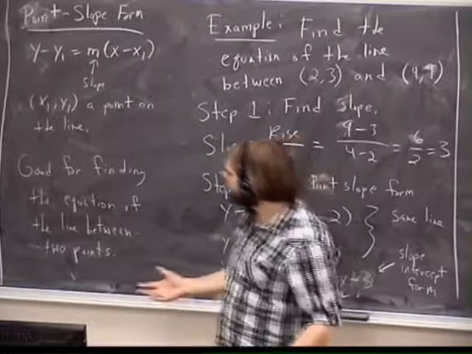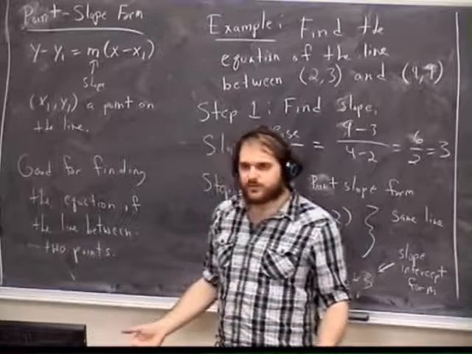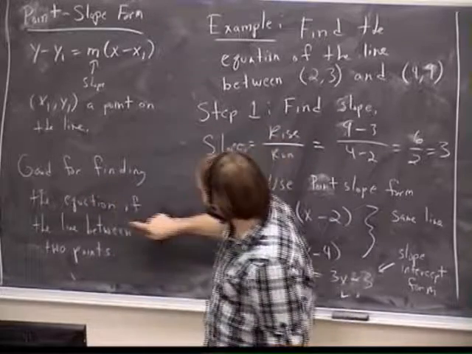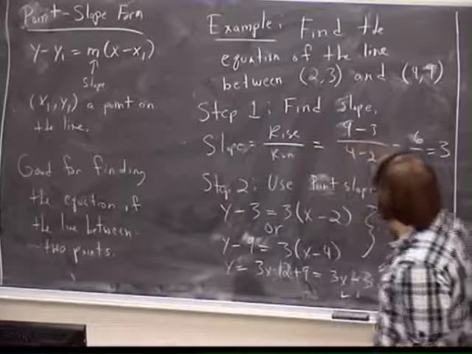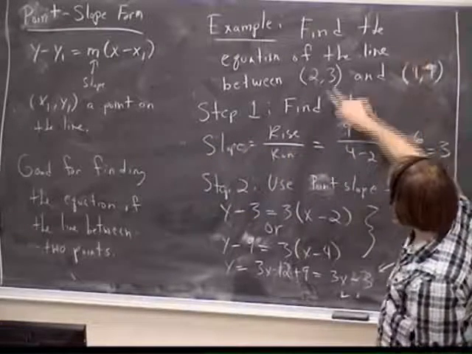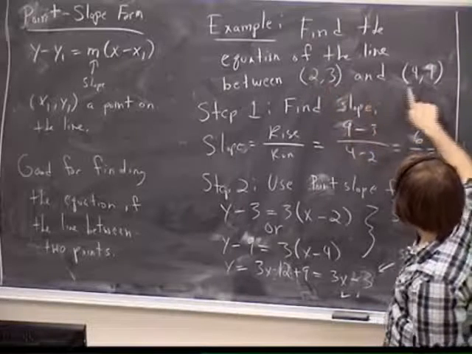Okay, so why would you need this if you already know slope-intercept form? Well, it's really good for finding the equation of the line between 2 points. So here's an example. Suppose we want to find the equation of the line between the points (2, 3) and (4, 9).